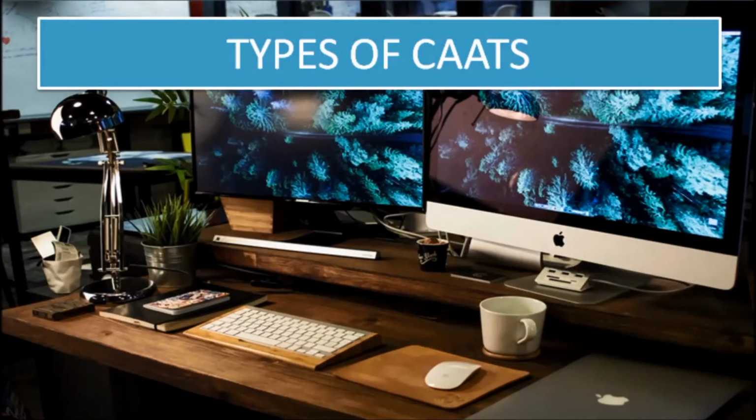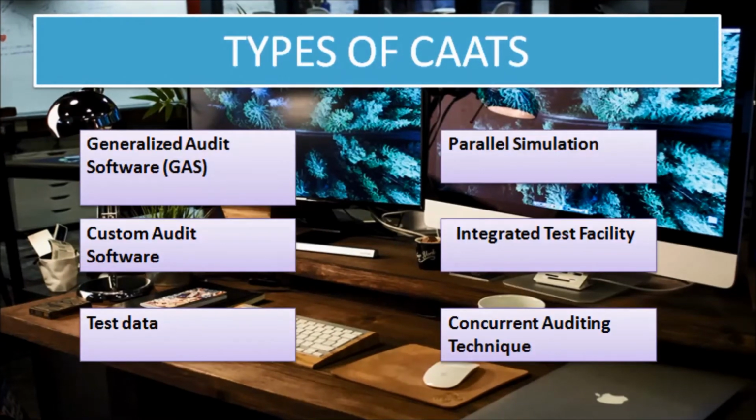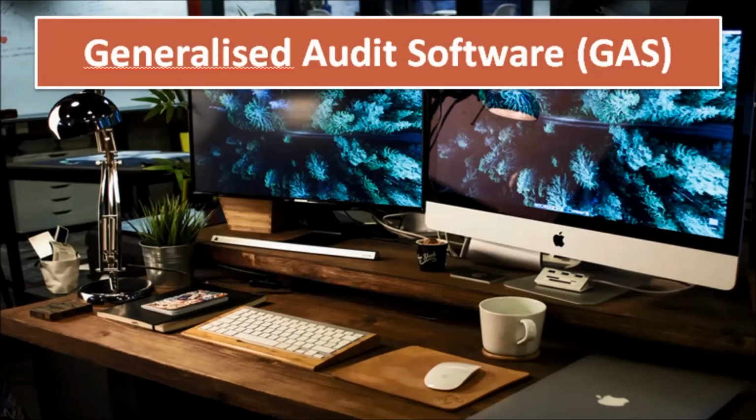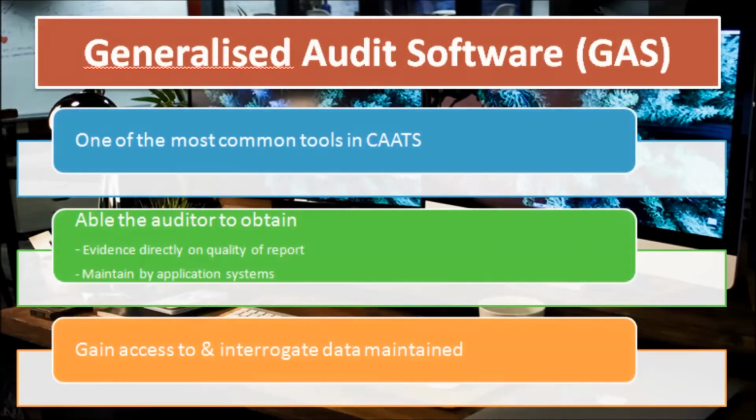There are 6 types of CAATs, which are first, generalized audit software, second, custom audit software, third, test data, fourth, parallel simulation, fifth, integrated test facility, sixth is concurrent auditing technique. First is generalized audit software. This is the common tool in CAATs, and it also enables the auditor to obtain evidence directly on the quality of reports maintained by the application system.